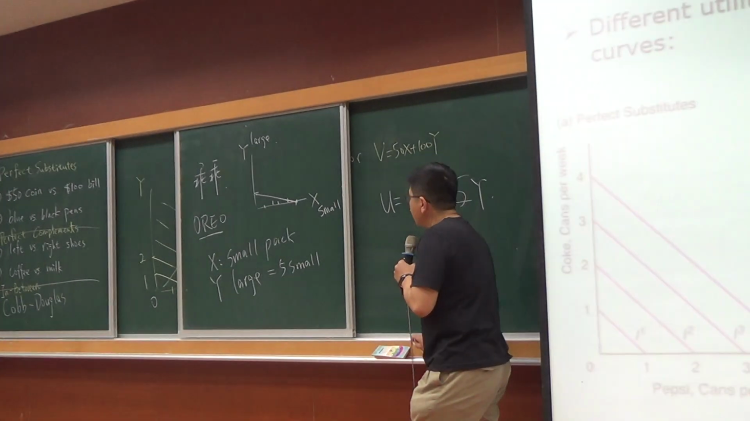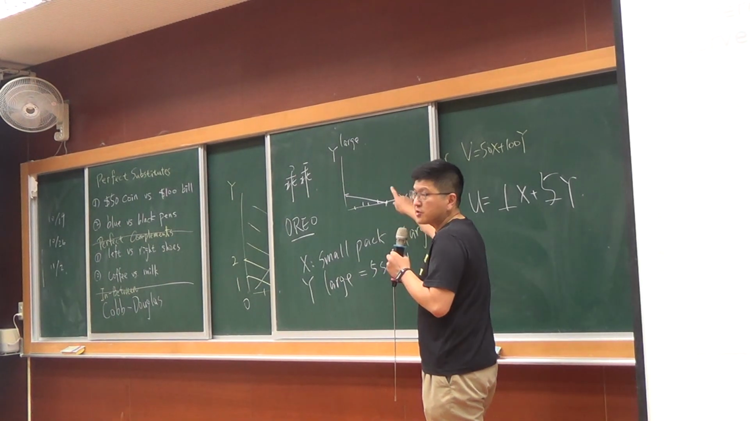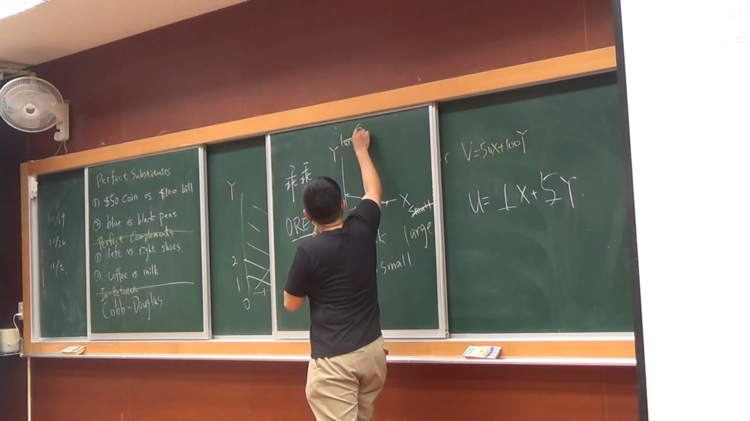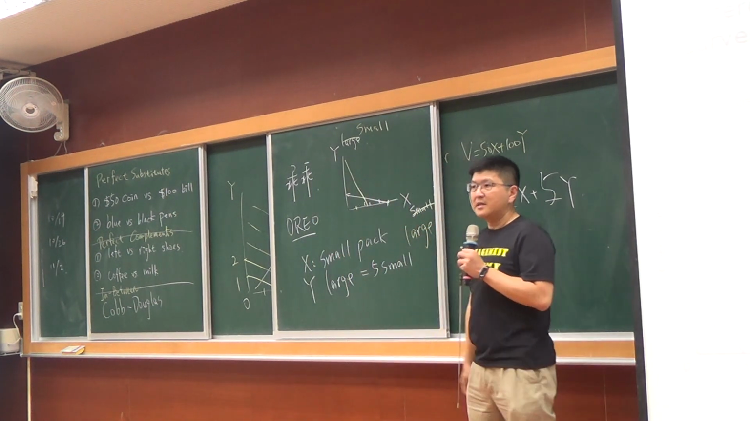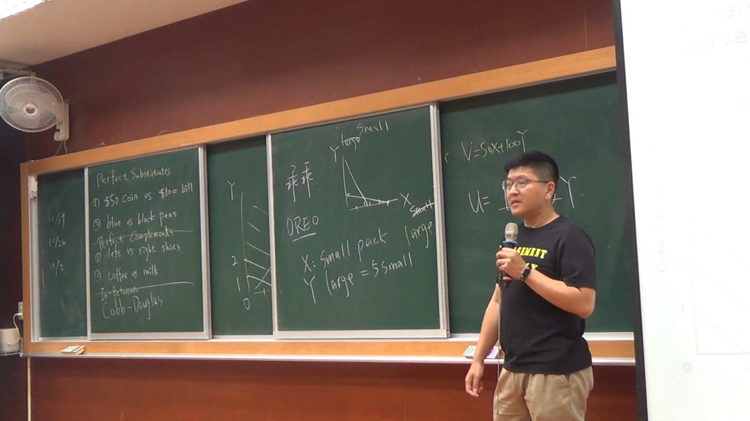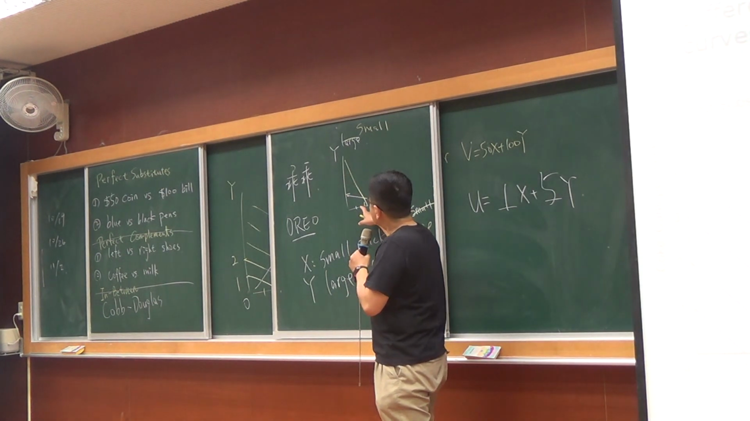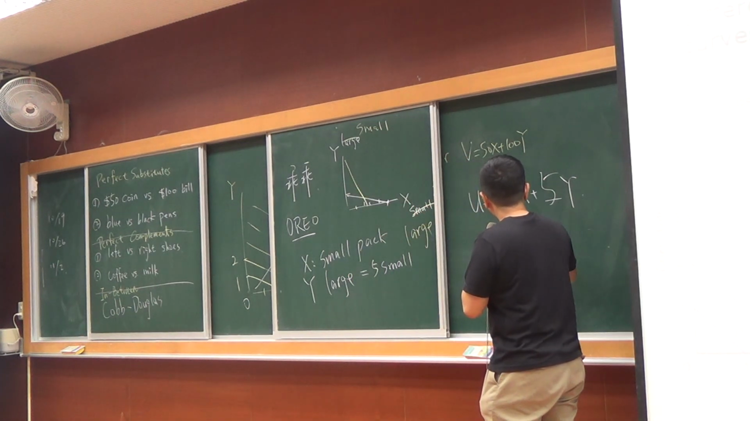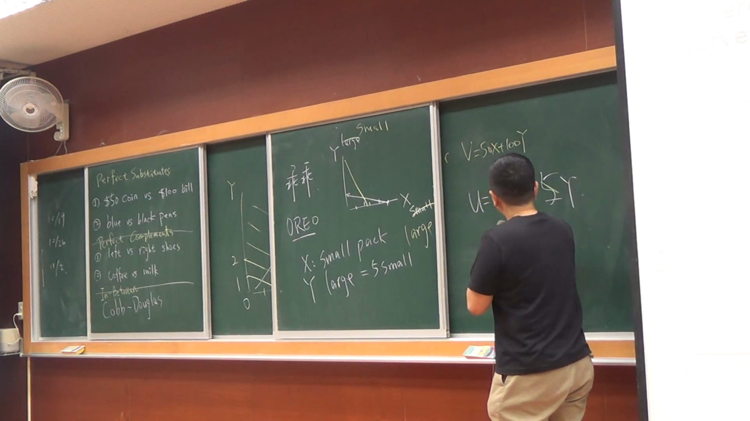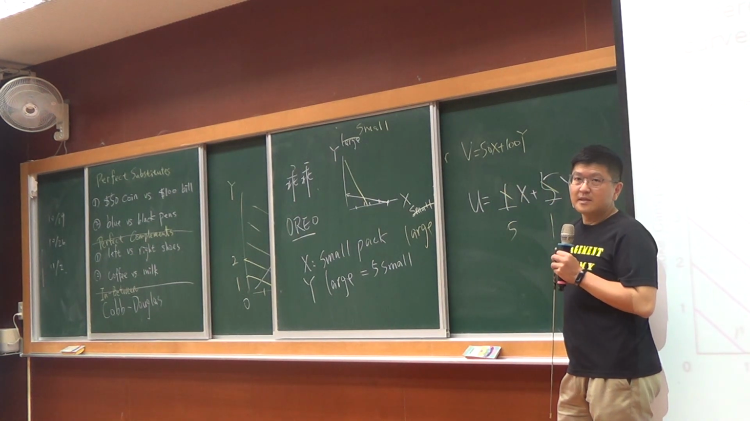And if we change, we put large on X and small on Y, it would be like this. The graph looks like this. And this time it would be 5 to 1. Okay?